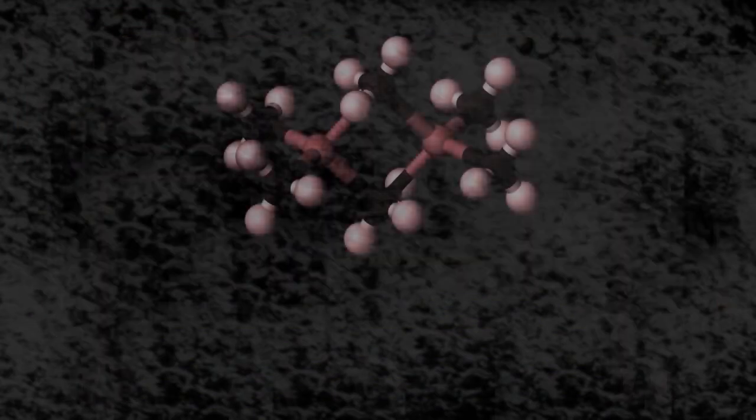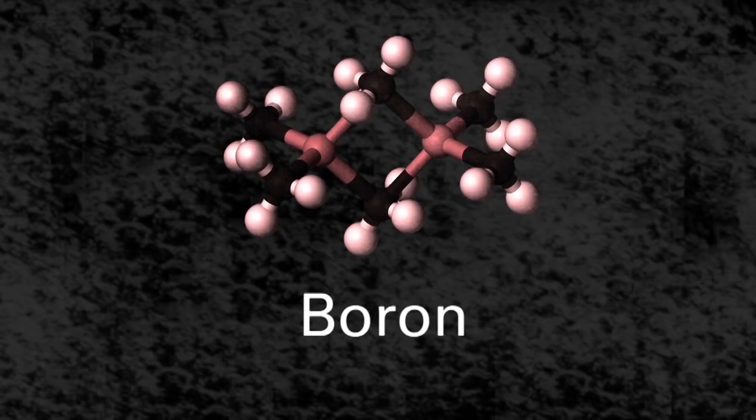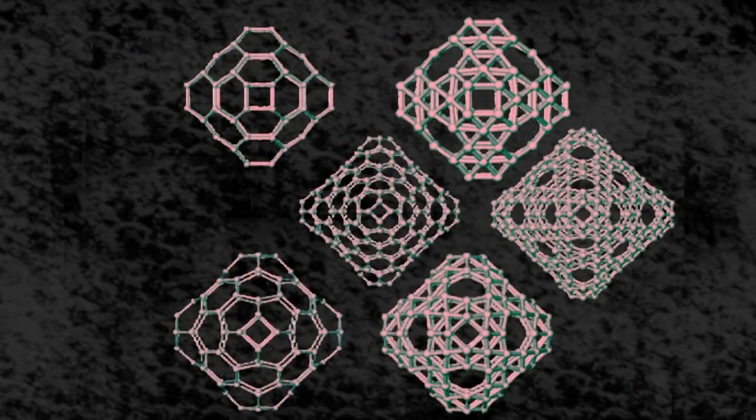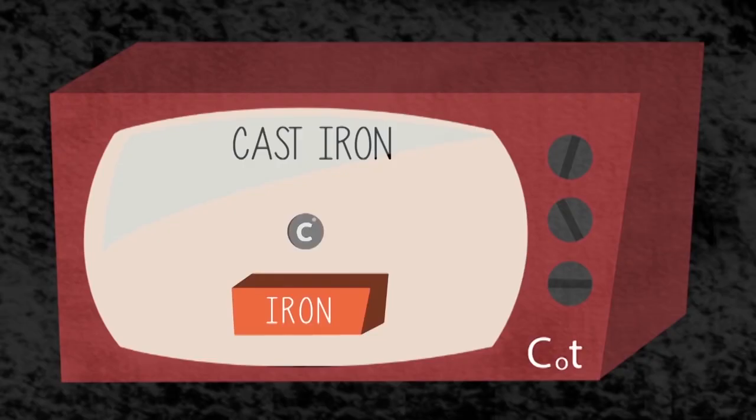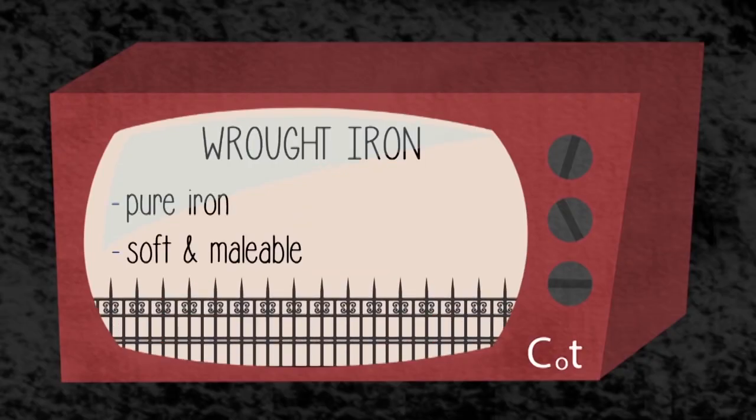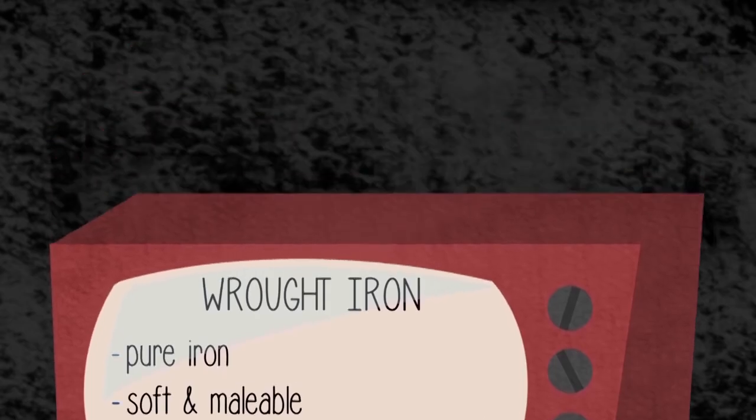Another metalloid with many allotropes is boron, each with its own unique structure. We know that iron and its alloys are very important in everyday life. Iron is a great example of a metal where allotropism is present. Each allotrope has a different structure, which gives rise to different properties.